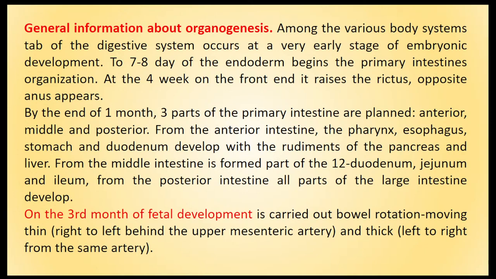From the middle intestine are formed part of the duodenum, jejunum, and ileum. From the posterior intestine, all parts of the large intestine develop. In the 3rd month of fetal development, bowel rotation is carried out: the small intestine moves from right to left behind the superior mesenteric artery, and the large intestine from left to right around the same artery.